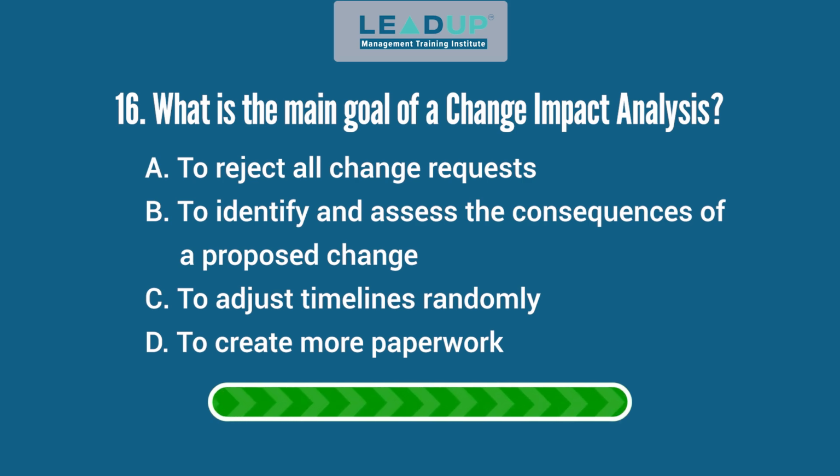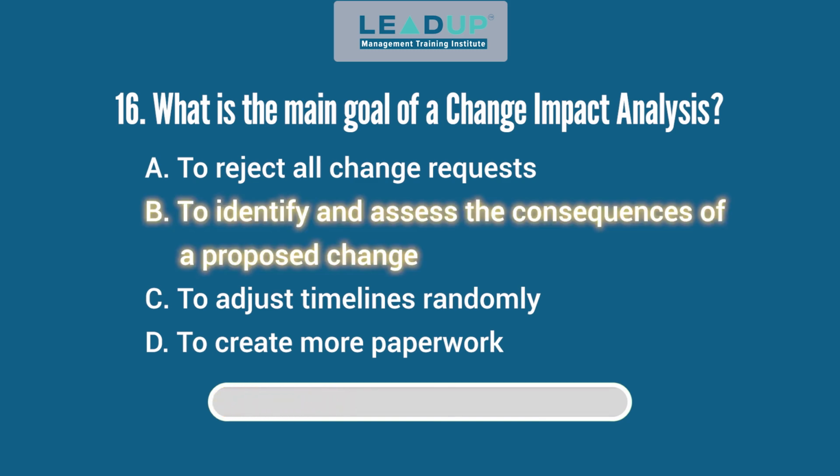Question 16. What is the main goal of a change impact analysis? A. To reject all change requests. B. To identify and assess the consequences of a proposed change. C. To adjust timelines randomly. And D. To create more paperwork. The answer is to identify and assess the consequences of a proposed change.